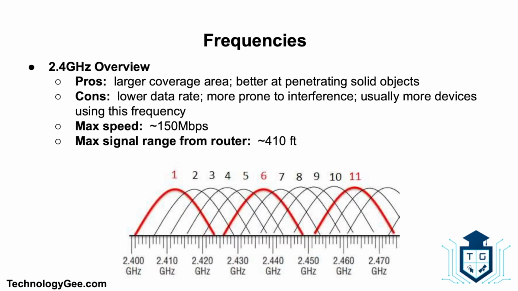Next, let's talk about frequencies. Your wireless router uses radio frequencies to transmit internet to your Wi-Fi connected devices like smartphones, laptops, tablets, etc. The differences between 2.4 gigahertz and 5 gigahertz frequencies come down to two factors: bandwidth or speed, and range. A 2.4 gigahertz connection travels farther at lower speeds, while 5 gigahertz frequencies provide faster speeds at a shorter range.